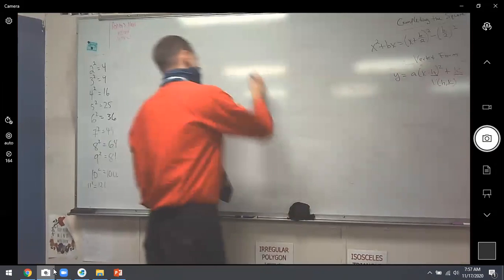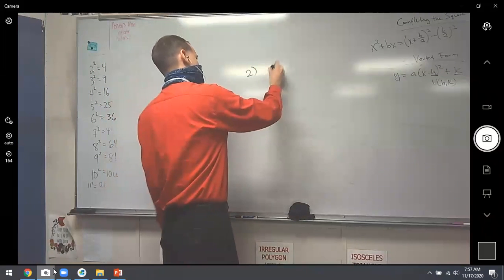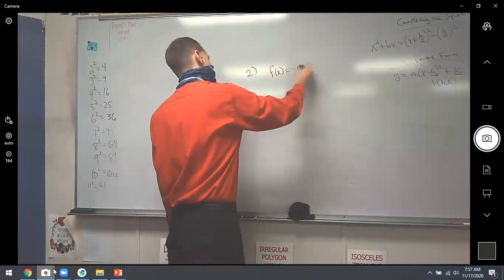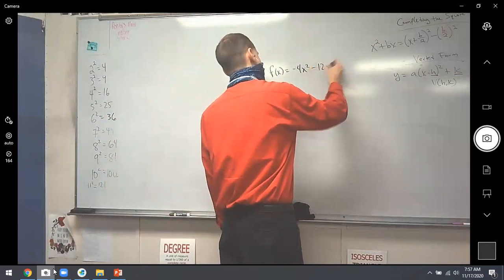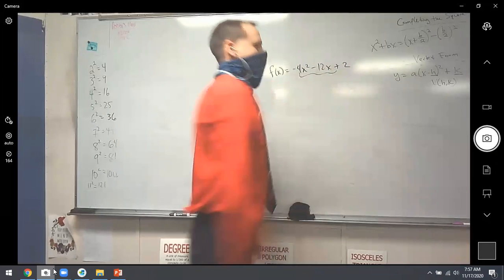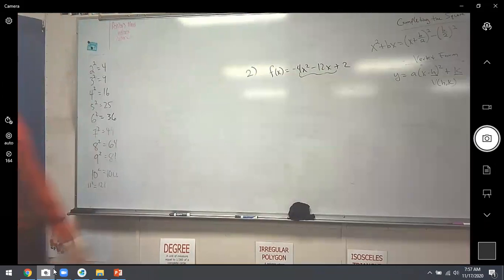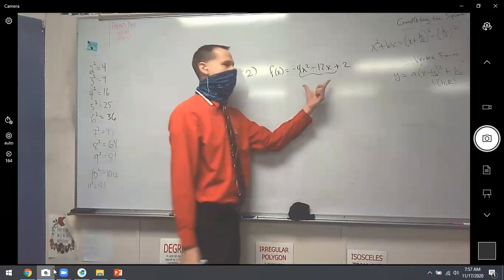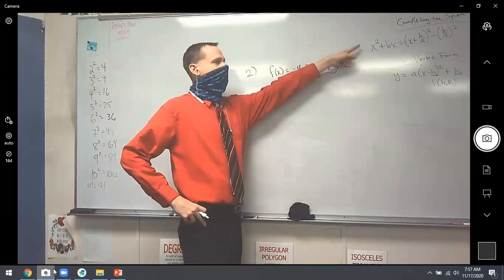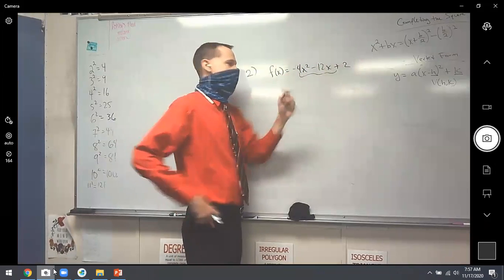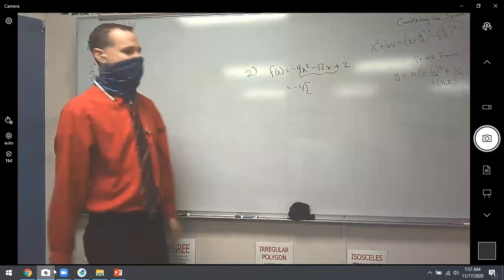So number 2 today. This one has a number in front of the x squared, unfortunately. Negative 4x squared minus 12x plus 2. So again, your job is to complete the square just on the part that has x squareds and x's. So we're going to look at these two. But you can't use the formula because the formula has no thing in front of the x squared. So you have to factor out this negative 4 from this group first.